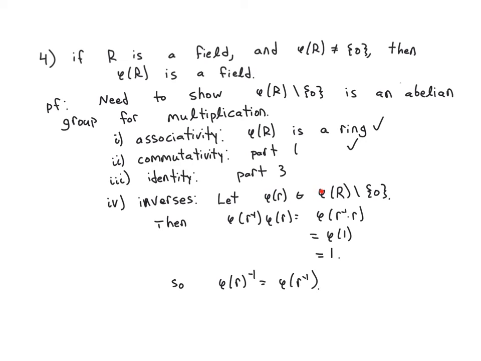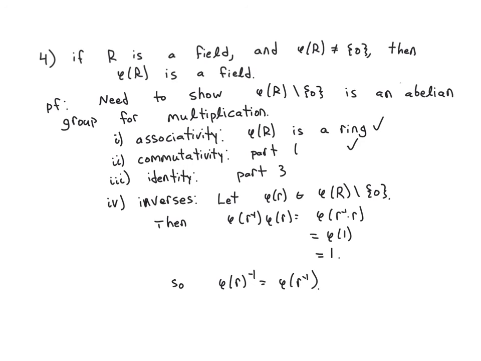So let phi of r be a non-zero element here in the image. Let's just multiply phi of r by phi of r inverse and see what happens. Well, by ring homomorphism properties, it's phi of r inverse times r. It's phi of 1. As we just saw, phi of 1 is the multiplicative identity for the image. So what did we just show? We showed that phi of r has an inverse, and its inverse is phi of r inverse. So this is just like the property for group homomorphisms. The inverse gets sent to the inverse.